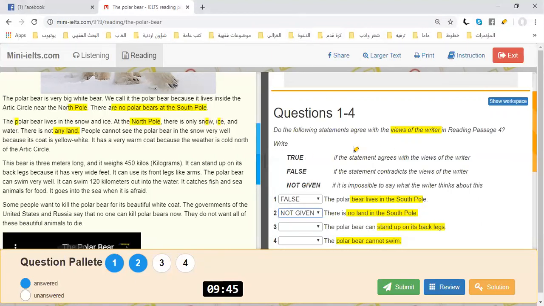Be careful that the question is asking for true, false, not given, or yes, no, not given. Especially who are going for the paper-based test.